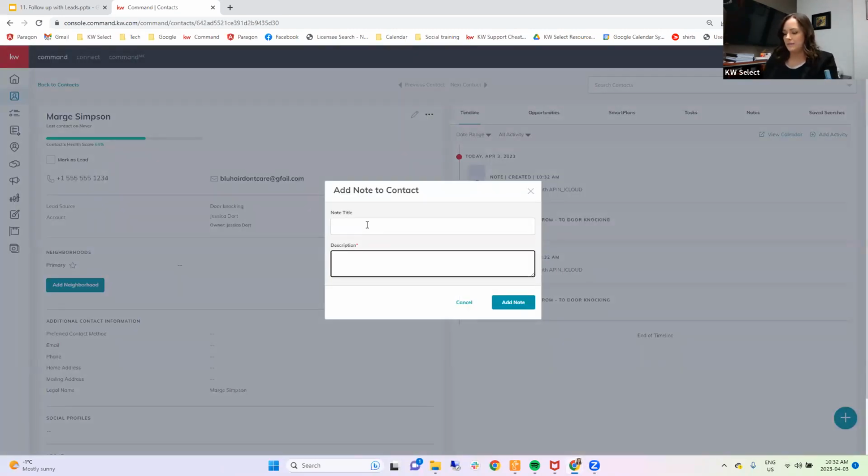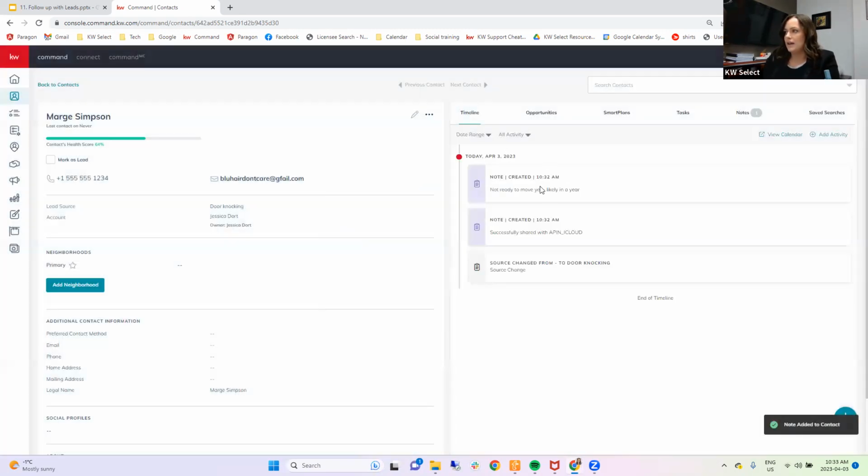So I can say, not ready to move yet, likely in a year. Like that. And so now I have a simple note just reminding me that Marge might want to move in a year.